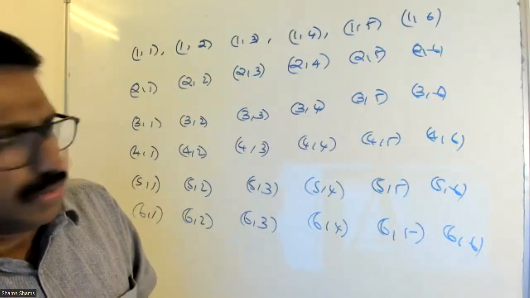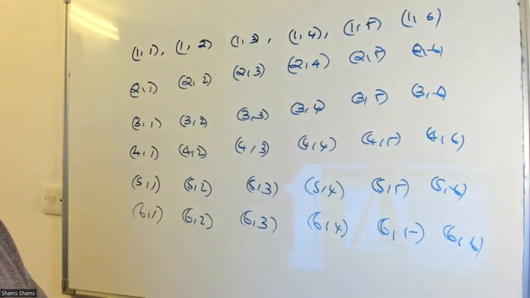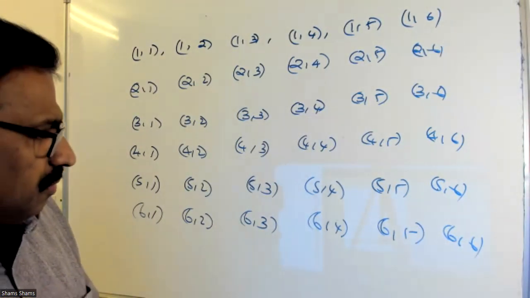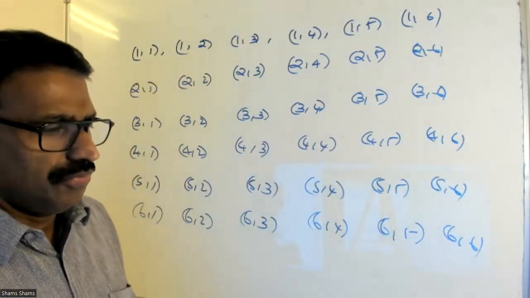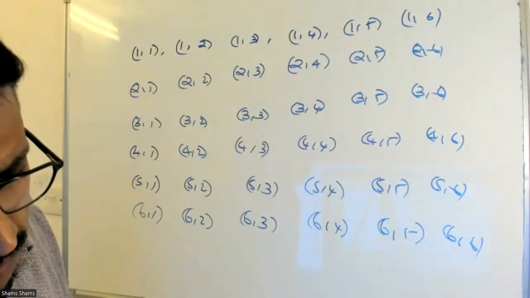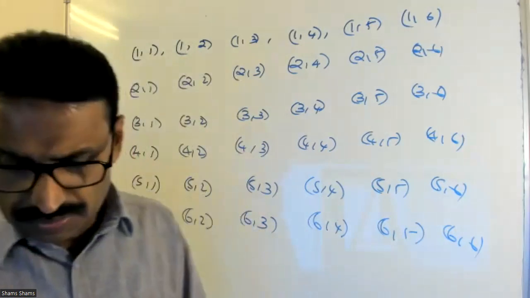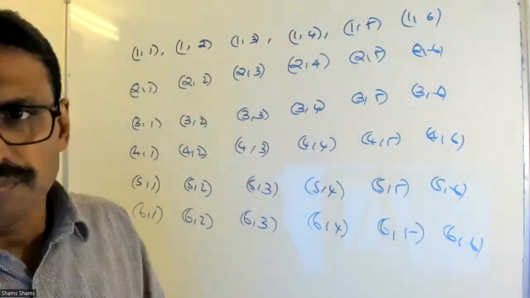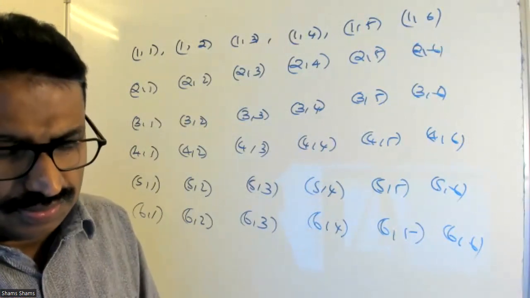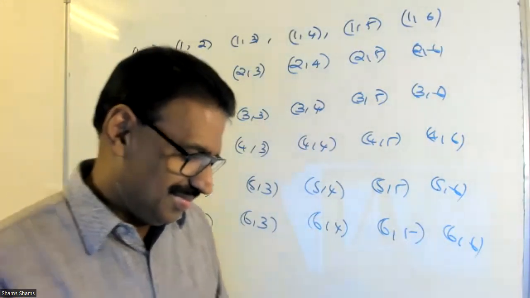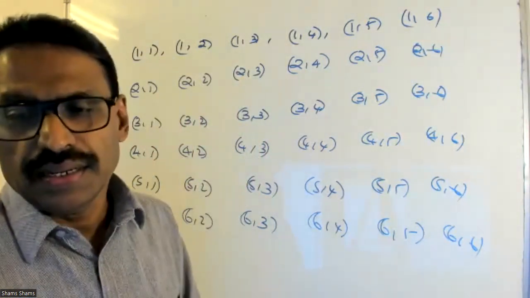So 5, 3. Yes. 5, 3, total how much? 5, 3. Sum is what? So 5, 3, sum is 8. 5 plus 3, how much, man? So 8. 8 is an even number. Is 8 a prime number? Eight is a prime number or not? Yes.